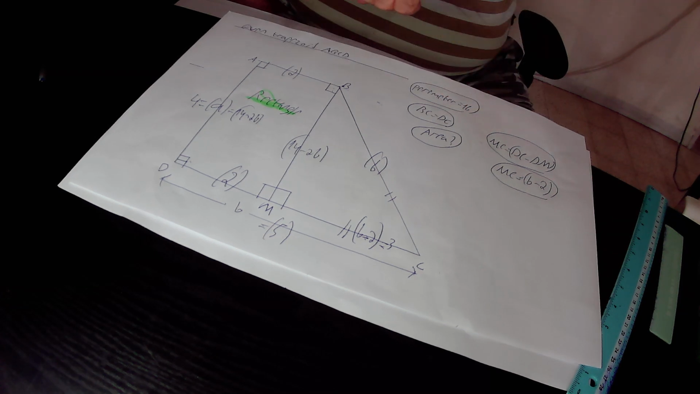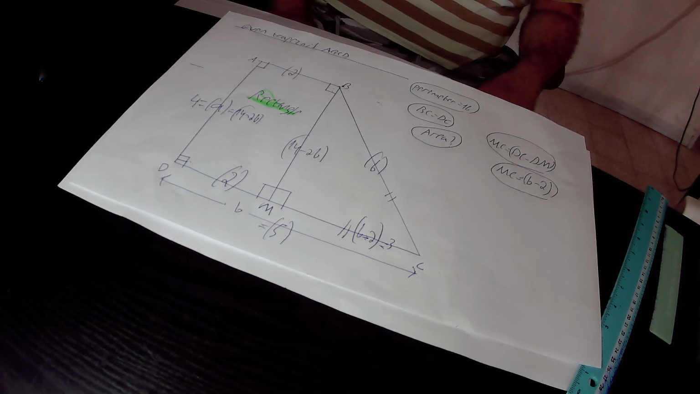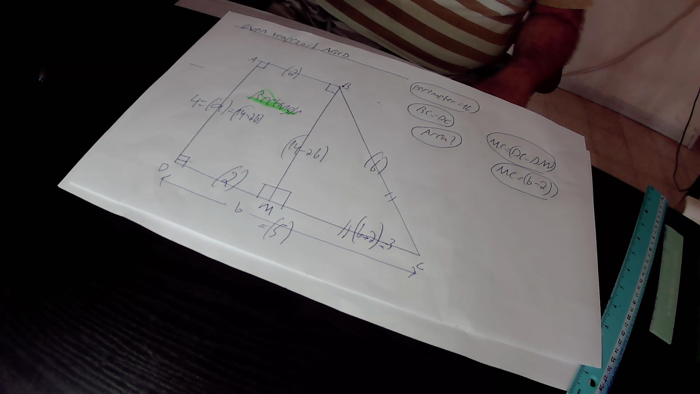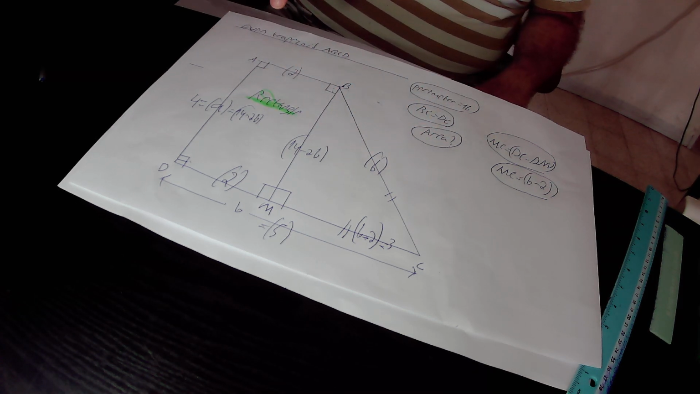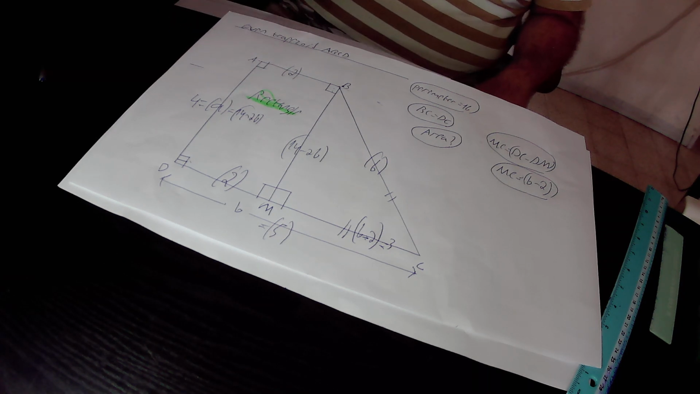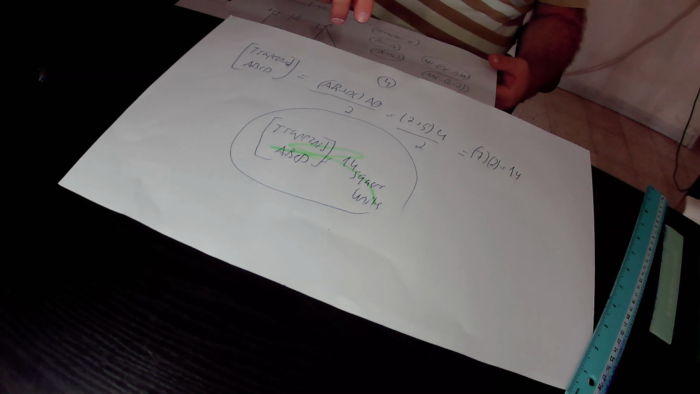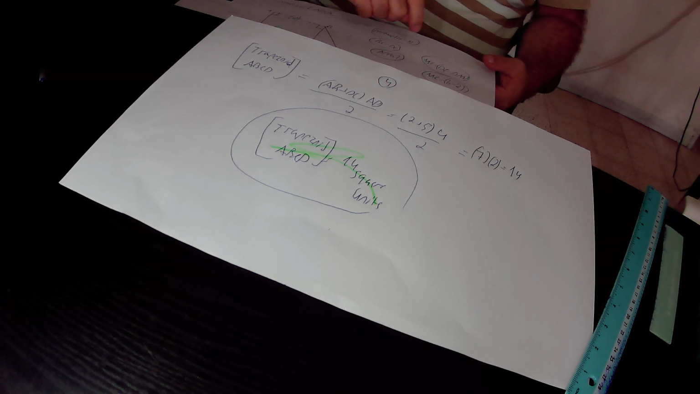Our mission is to find out the area of this trapezoid ABCD. According to the formula that I presented to you at the beginning of the lecture, the area of this trapezoid ABCD equals the sum of its two parallel bases, that is AB plus DC, times the height AD, divided by 2. Again, the area equals (AB plus DC) times the height AD over 2.